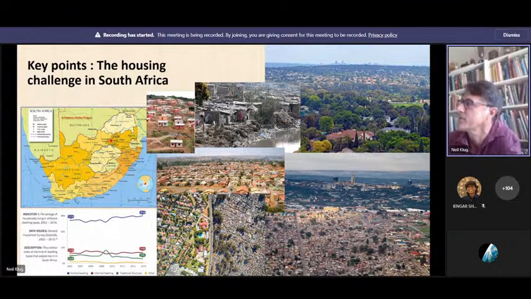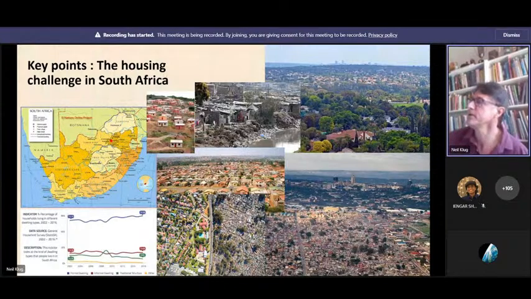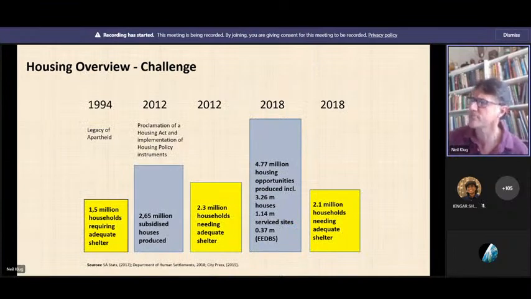And this graphic here is of the traditional townships that were built for effectively black labor during the apartheid period. This is a picture of Soweto, which is quite a well-known area of Johannesburg. And this picture here is really the new RDP housing that has been rolled out over the last so many years. So this is really the challenge facing South Africa at the moment in terms of housing provision.